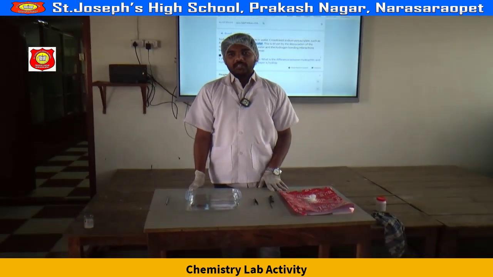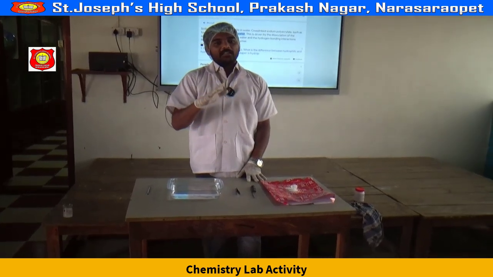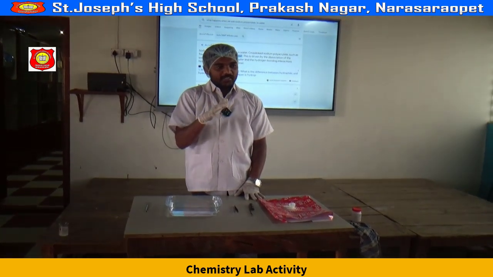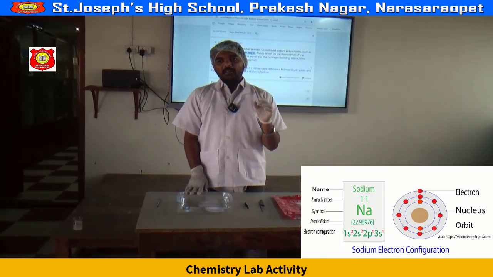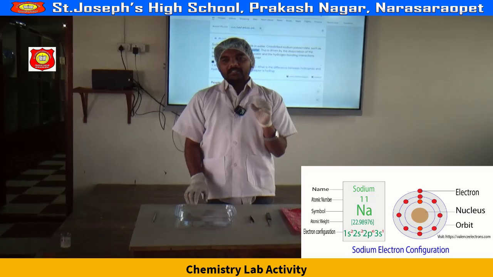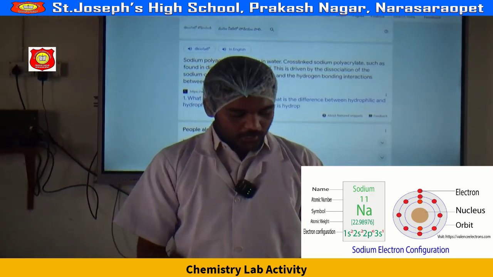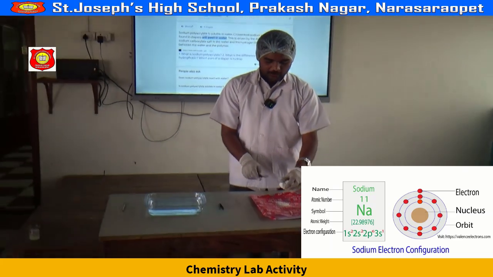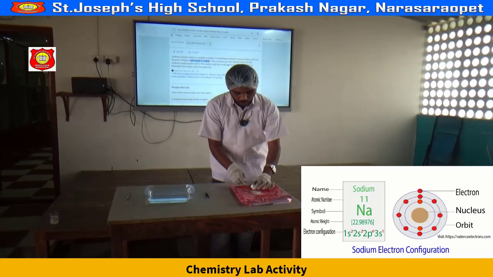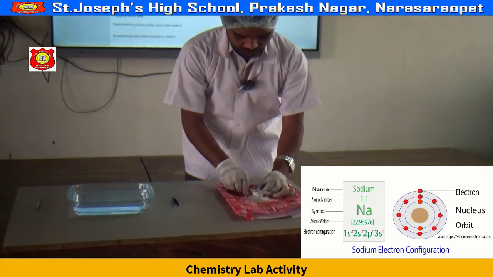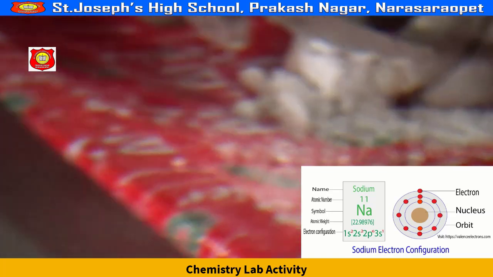Now we are going to see the reaction of a metal called sodium, with the Latin name natrium, because of which the symbol is Na, which is in the first group with atomic number 11. Sodium is the second most highly reactive metal in the periodic table after potassium. Sodium is highly reactive with water, and that's the reason we keep sodium in paraffin wax. After removing the paraffin wax, we have to cut the sodium. This is sodium metal.